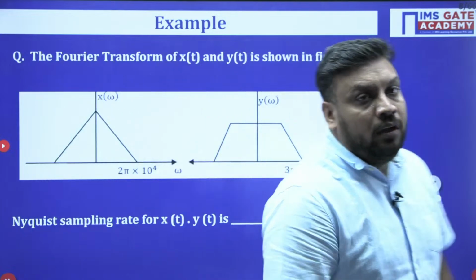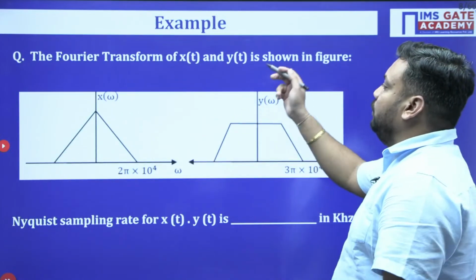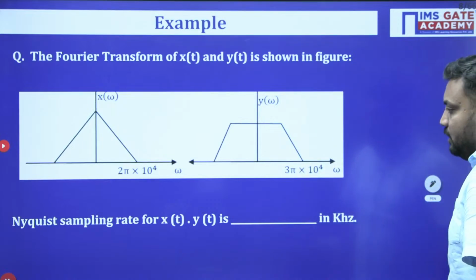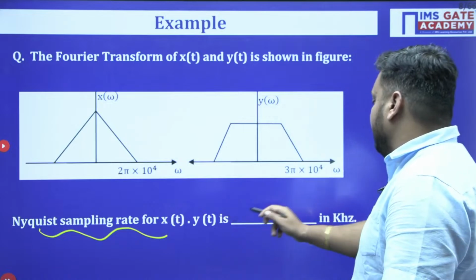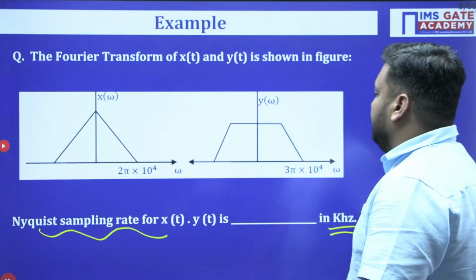Based on the sampling theorem, the Fourier transforms of xt and yt, that is X omega and Y omega, are given to you. Find out the Nyquist sampling rate of xt times yt in kilohertz. Do it fast.